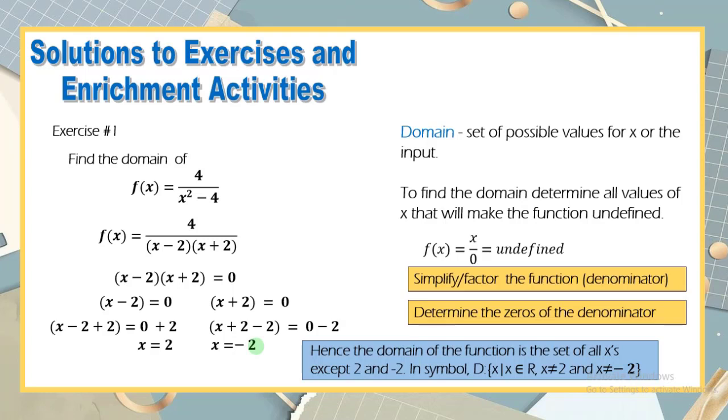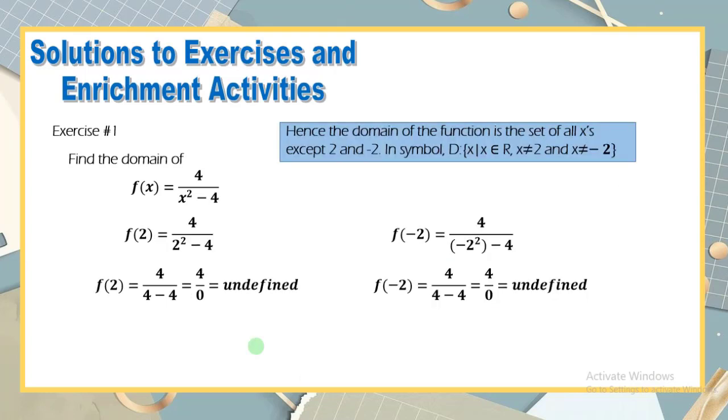In symbols, domain is equal to x such that x is an element of the real numbers, x is not equal to 2, and x is not equal to negative 2. Now, why do we exclude positive 2 and negative 2 from our domain? By substitution, if x is 2, f of 2 is equal to 4 divided by 2 squared minus 4. F of 2 is equal to 4 divided by 4 minus 4, which results to 4 divided by 0. And again, any number divided by 0 is undefined.